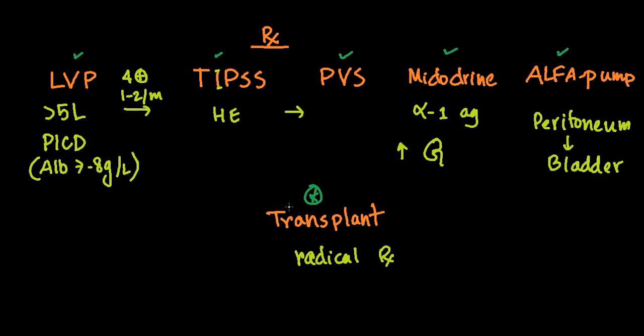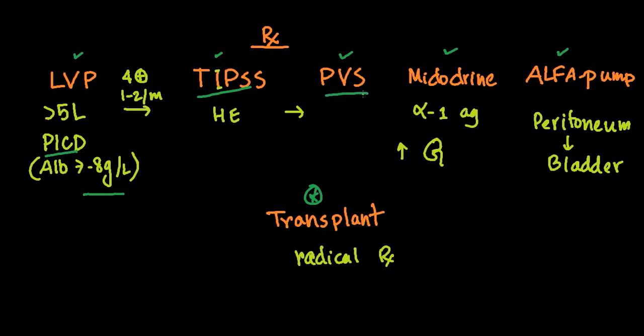But this high volume of paracentesis can lead to a paracentesis related or paracentesis induced circulatory dysfunction. So to prevent this, we give albumin infusion 7 to 8 grams per liter of fluid tapped. And if a patient requires LVP for more than 4 times or at least 1 to 2 times per month, then the patient becomes a candidate for TIPS. And the commonest complication of TIPS is hepatic encephalopathy. And if the patient cannot tolerate TIPS, then another option is a peritoneovenous shunt.